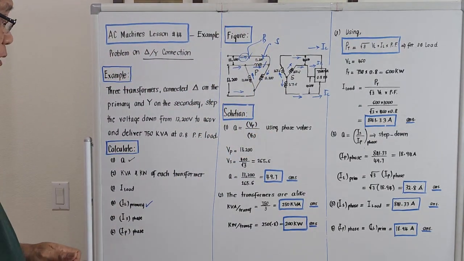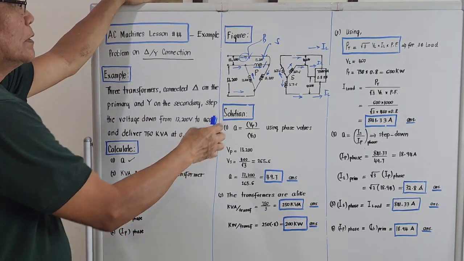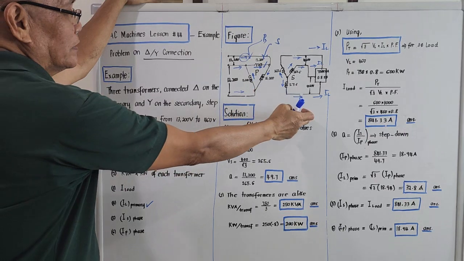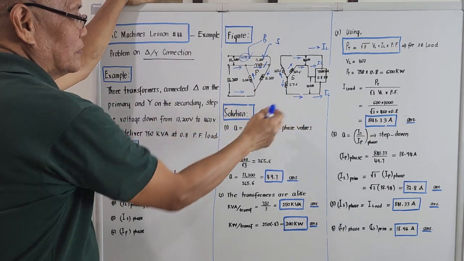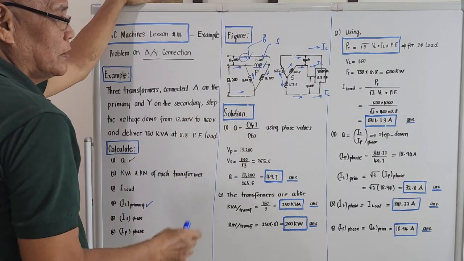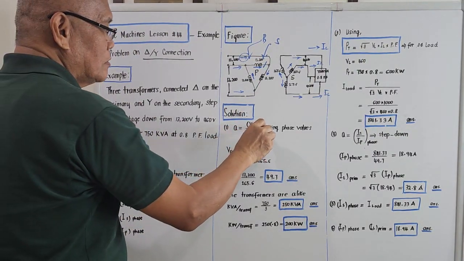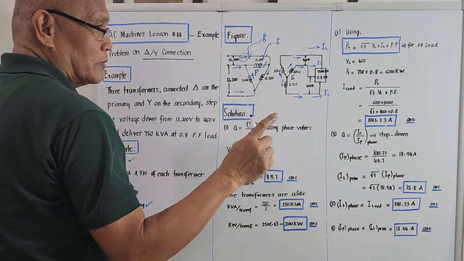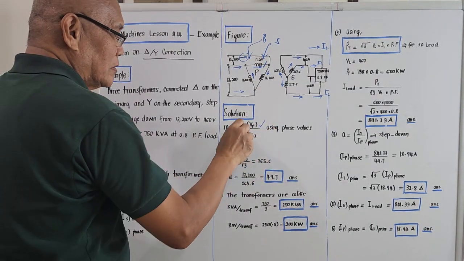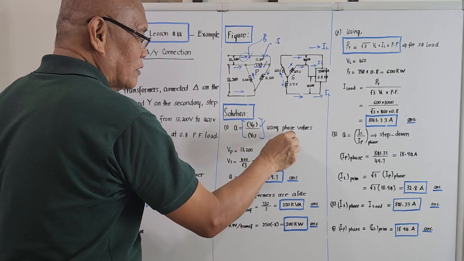Right? Okay, let's try to bring out the solution. This will be the figure, right? The problem is asking for number 1, the ratio of transformation. Okay? And using this formula, the condition is that we shall be using phase values.